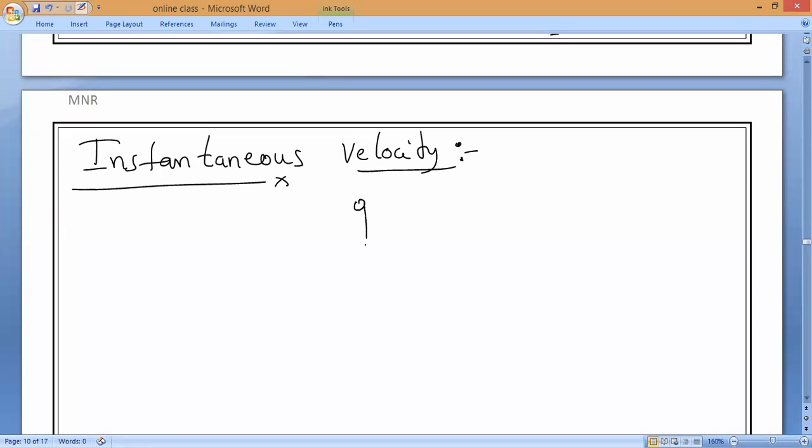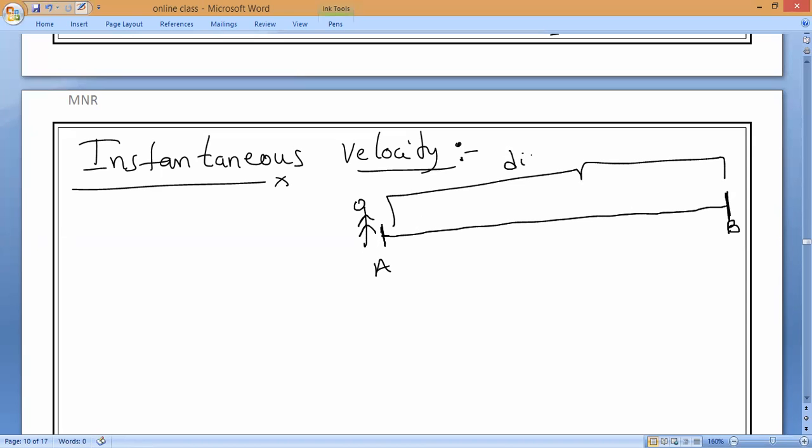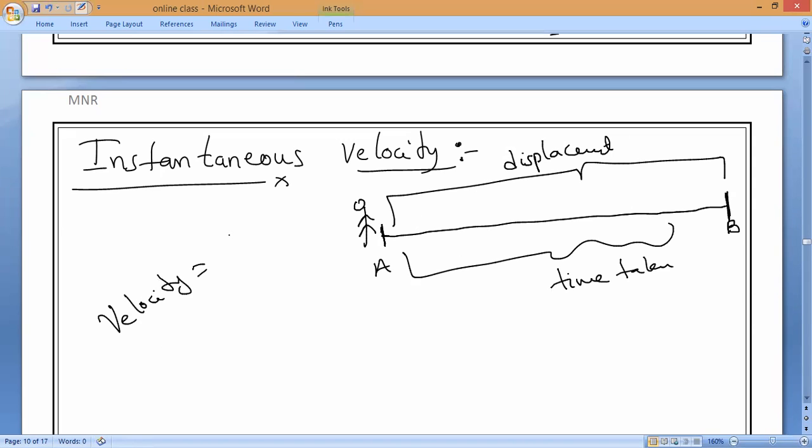For example, let me take Arun Kailash. Now, Arun Kailash is traveling from A to B. From where to where, guys? From A to B. So this is his total journey. This total is what we call displacement. Is it yes or no, guys? Now the total time taken is this. So what is the velocity of Arun Kailash? Velocity is equal to total displacement divided by time taken. Is it yes or no, guys?